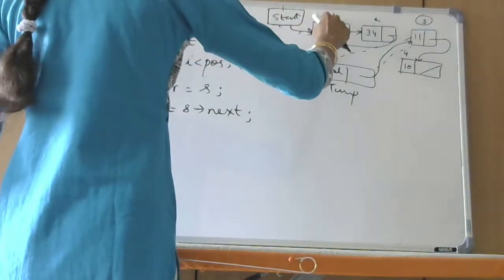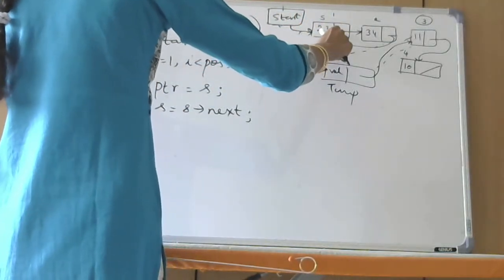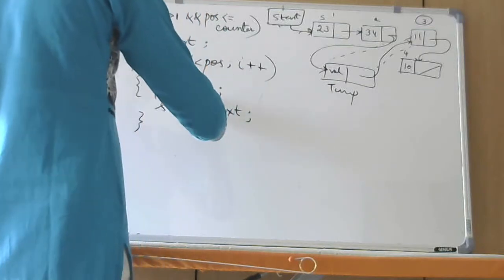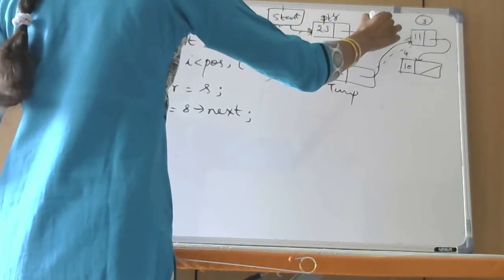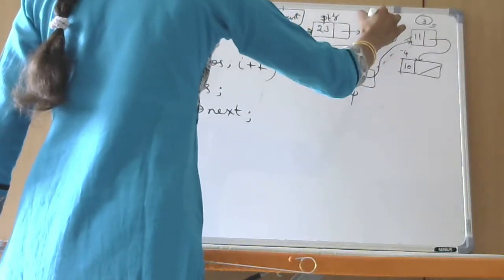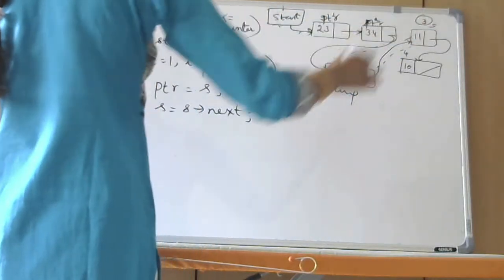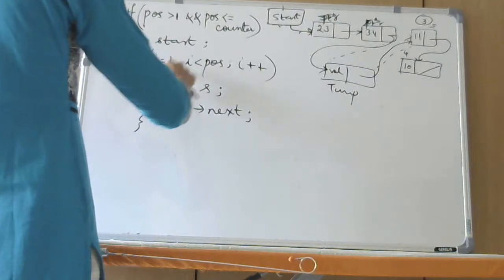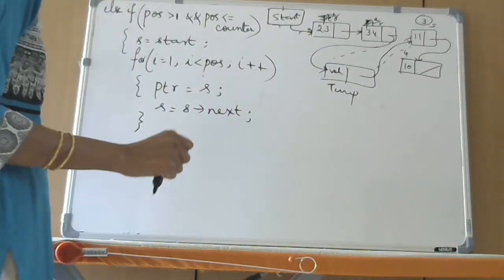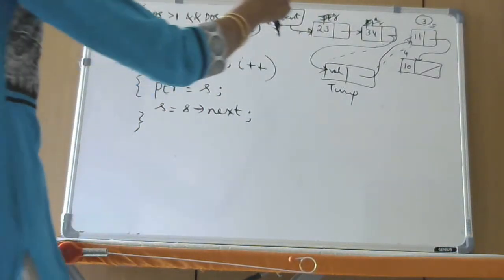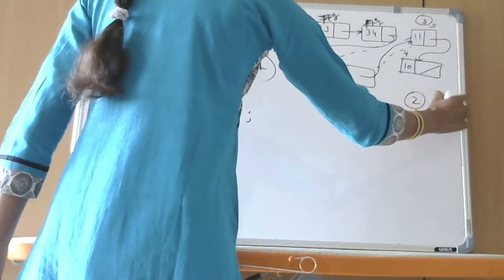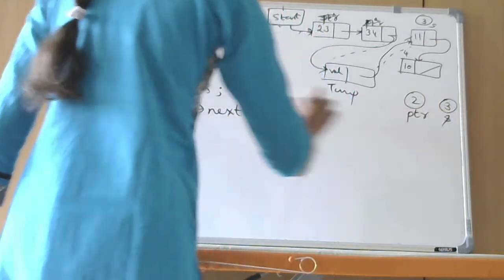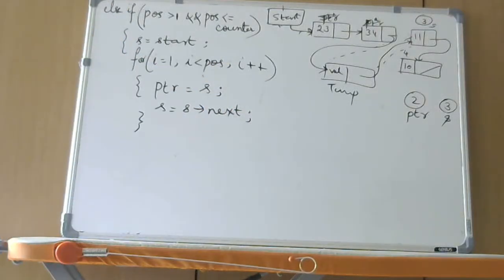So when I start with this, pointer is equal to S. So this will become pointer, this will become S. Similarly, this will become pointer. I am going on traversing each of them until this condition is met, i less than pos. So when I stop there, node number 2 will be my pointer. Node number 3 will be my yes according to this.